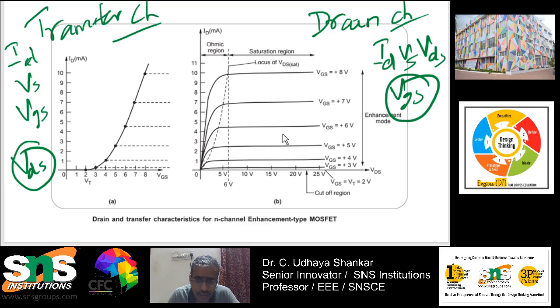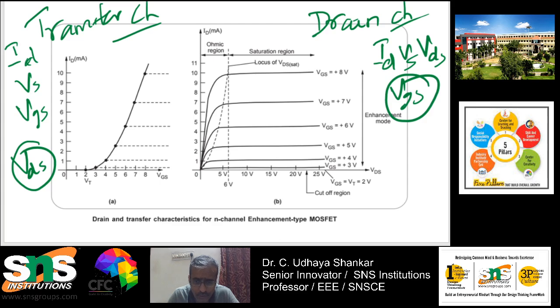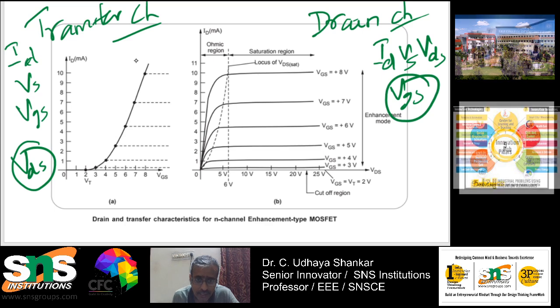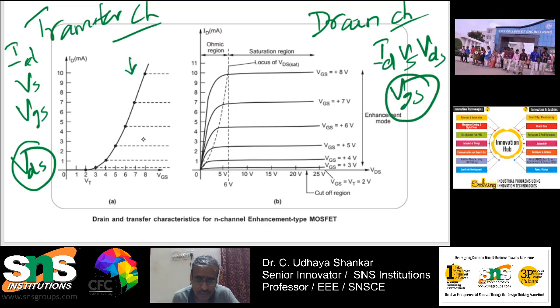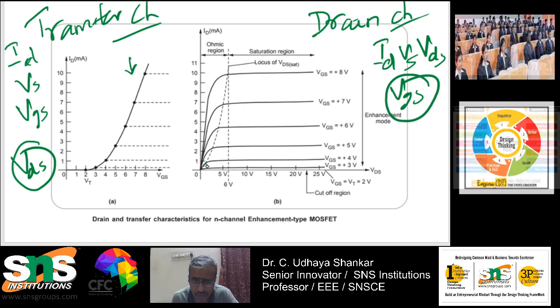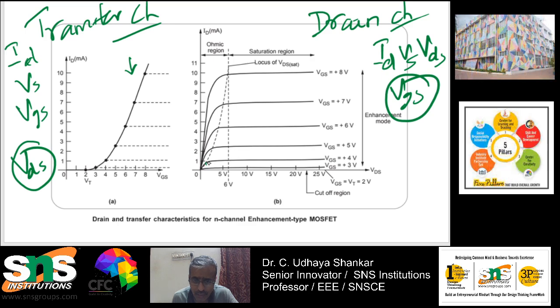Why we are getting something like this is because of that particular channel. Only when the threshold voltage is reached, the ID current starts rising. So that's why the characteristics is like this. The same thing can be observed in drain characteristics also. Until this point the drain current is quite small, but only when the threshold voltage is reached, the drain current gets saturated, because the channel width has been saturated.